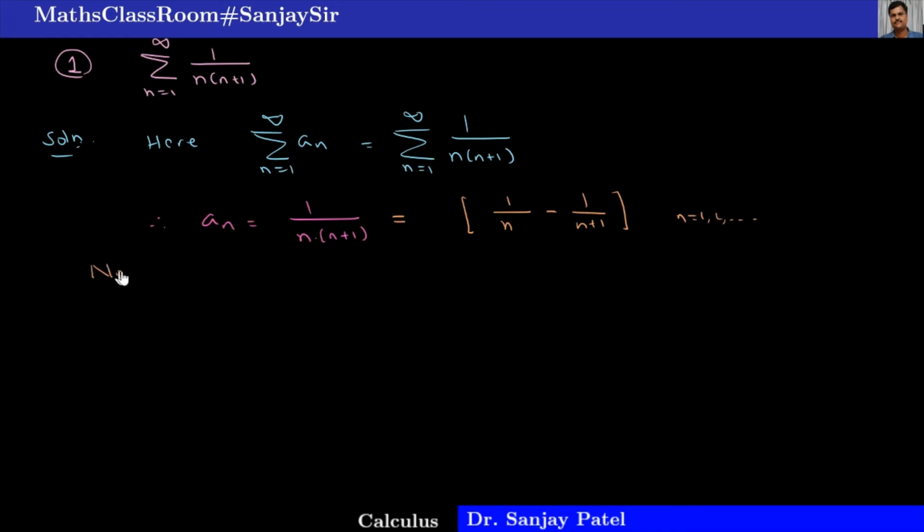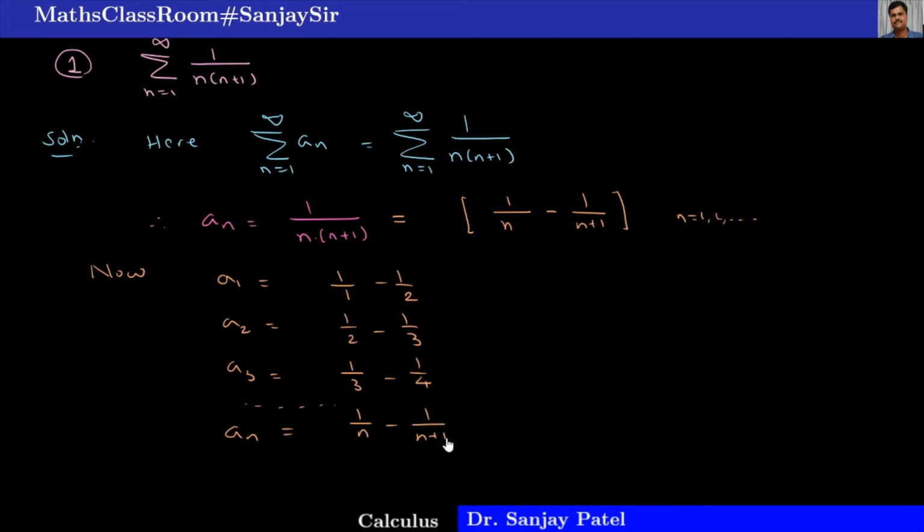Now I can write a1. Yeah, a1 is equal to 1 upon 1 minus 1 upon 2. What is a2? a2 is 1 upon 2 minus 1 upon 3, putting n equal to 1, 2, 3 up to n, because I want the sum of the first n terms of this. So 1 upon 3 minus 1 upon 4 and so on. The last term I would like to write is an. So an is given by 1 upon n minus 1 upon n plus 1. Okay, now let us add all this.